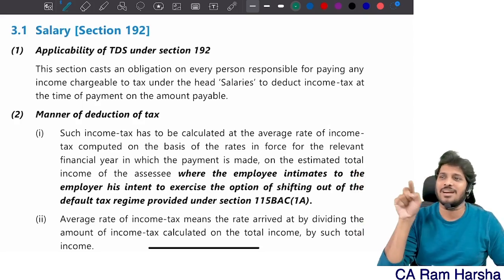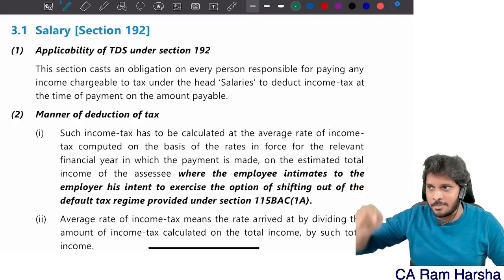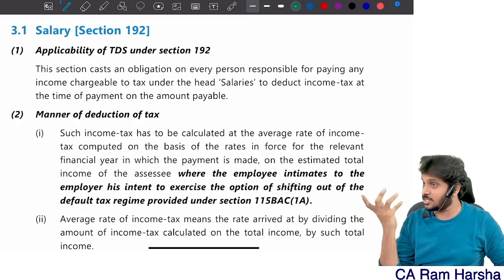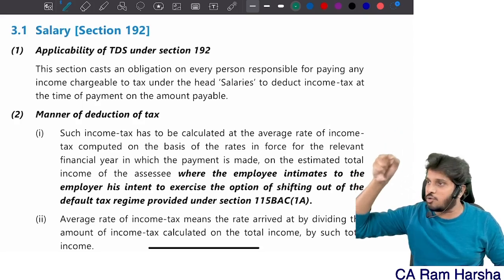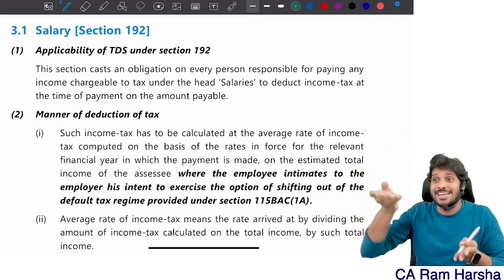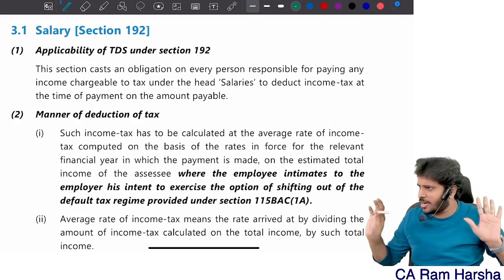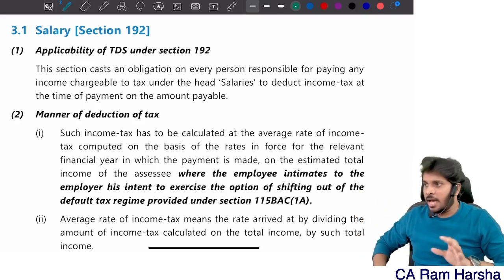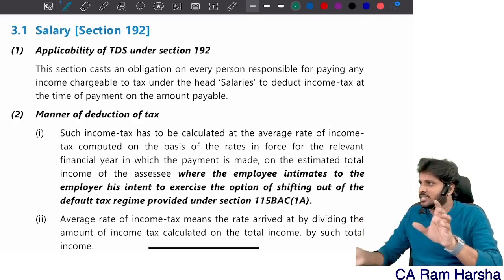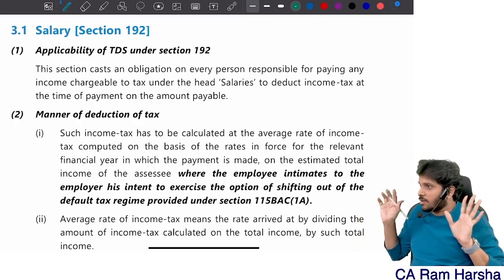In case of the normal tax regime, if my employee chooses the normal tax regime, I just need to ask him for proof of chapter 6A deductions and proof of interest on housing loan deductions. I will take those proofs, calculate his total income, and calculate tax at whatever rate is applicable to an individual. That amount of tax I will collect on a monthly basis, averaged. We just average it to 12 months.